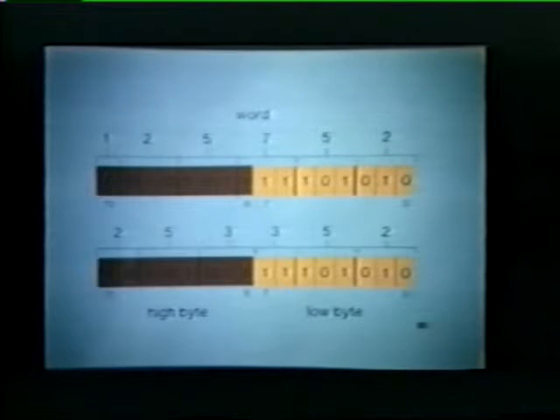In summary, the octal values for high bytes and low bytes are different from the value that represents the full word. Additional examples illustrating the use of octal notation are included in your workbook.